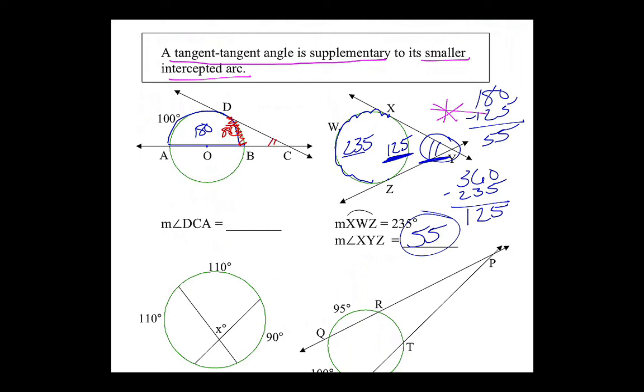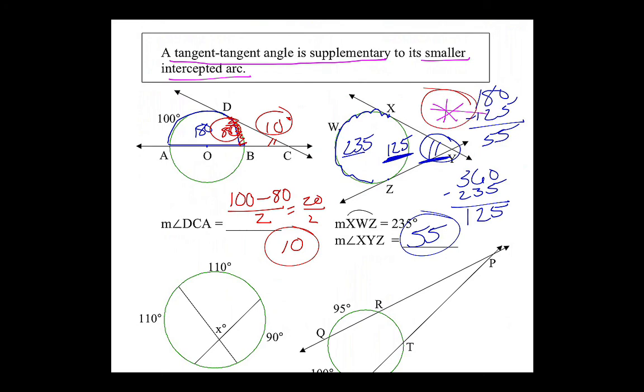So this angle is what I'm looking for, angle DCA, which is outside the circle. So I know that it should be the big intercepted arc of 100 minus the 80 degrees of the smaller arc, divided by 2, which is going to end up being 20 divided by 2, which is 10. So you'll notice this angle is 10 degrees, this angle is 80 degrees. That's not supplementary. That's only going to work for the second example here when it's a tangent-tangent angle. So be careful with that.